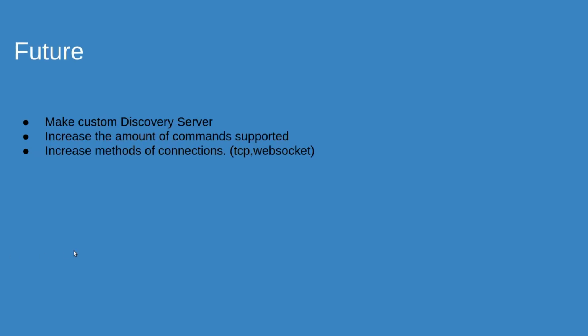So in the future, something that would be nice is to have a custom discovery server. And this would be nice because the BitTorrent tracker server isn't exactly designed to do the thing I'm trying to make it do. So creating a custom one will allow for faster transactions.